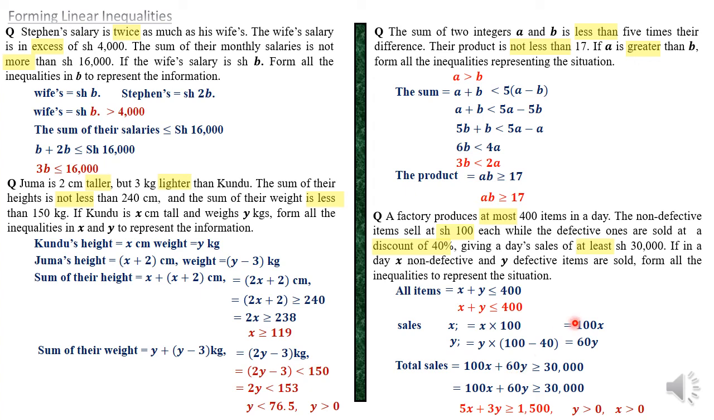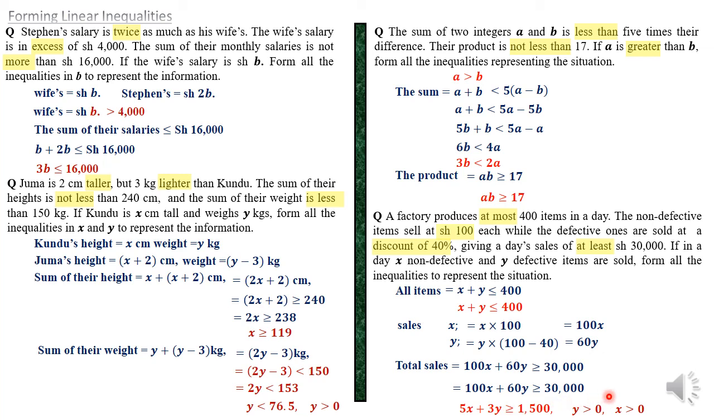But we are told that they give a day's sales of at least 30,000. That means this figure here could be 30,000 or 31,000 or 32,000. That means it's equal to or greater than. And so we have it that way, and we go on to simplify. We have 100x plus 60y greater than or equal to 30,000. Divide all through by 20, and you get 5x plus 3y is greater than or equal to 1,500. That becomes the inequality that we're targeting to get.